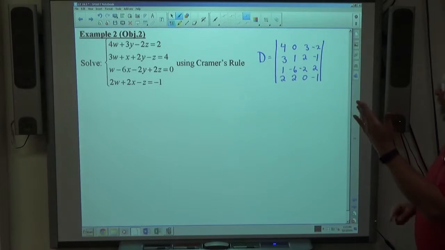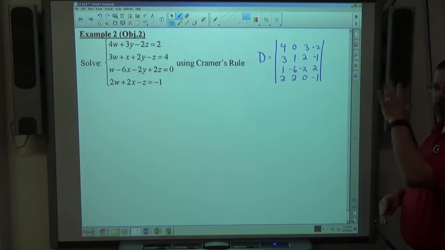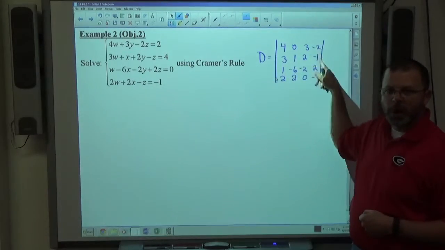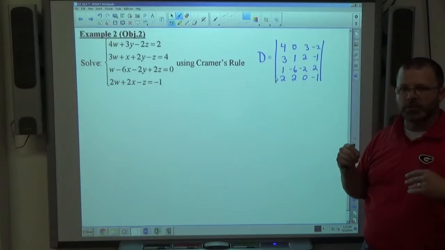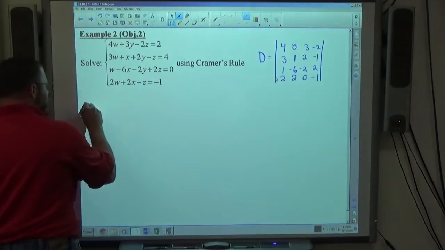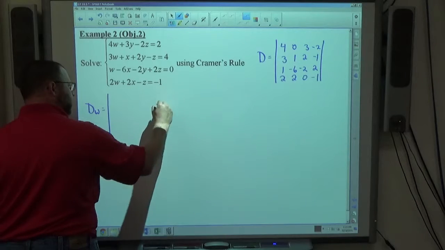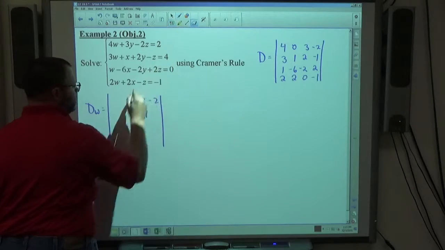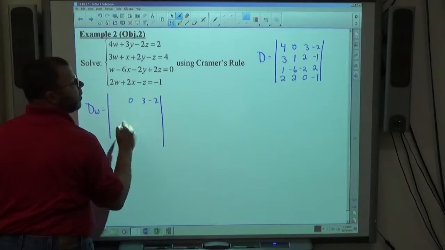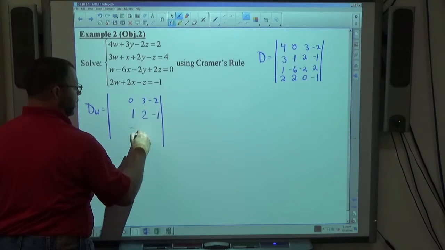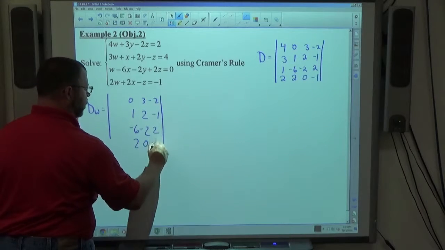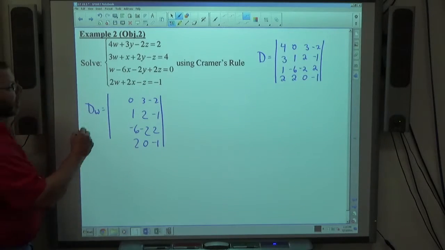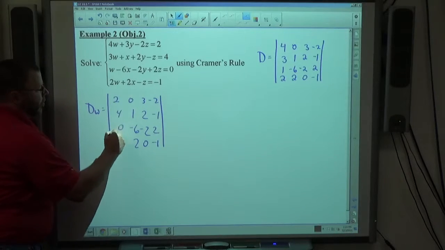And again, I want to make a w, x, y, and z determinant. And to do that, I just replace the w column with the answers, replace the x column with the answers, y column with the answers, z column with the answers. The rest of the matrix stays the same. So if I want to make my w, the 0, 3, negative 2, the 1, 2, negative 1, the negative 6, negative 2, 2, and the 2, 0, negative 1 all stay the same. The x, y, and z columns stay the same, but the w column changes into the answers over there, which is 2, 4, 0, negative 1.